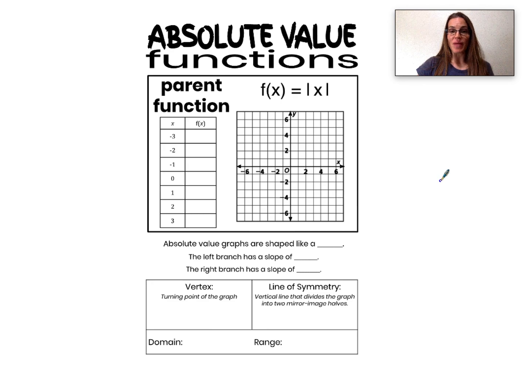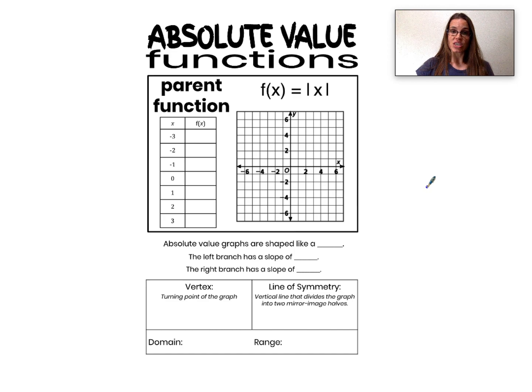In the course of your mathematical education, you will be introduced to several function families. You've already learned about the linear function family, and now we're beginning our study of the absolute value function family. Each function family has its own parent function, where the parent function is the simplest function within the function family whose graph shares the shape of all of the graphs within that family.